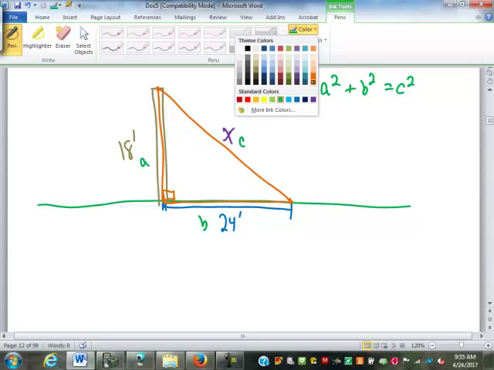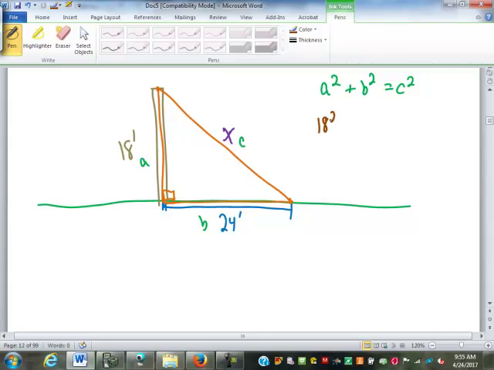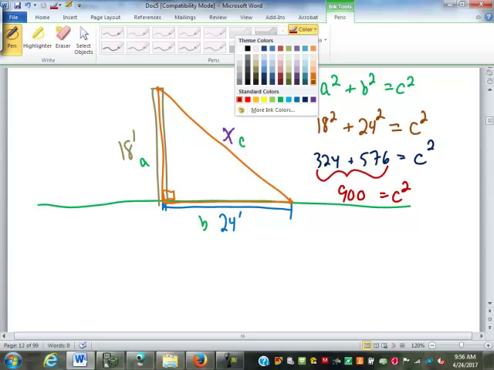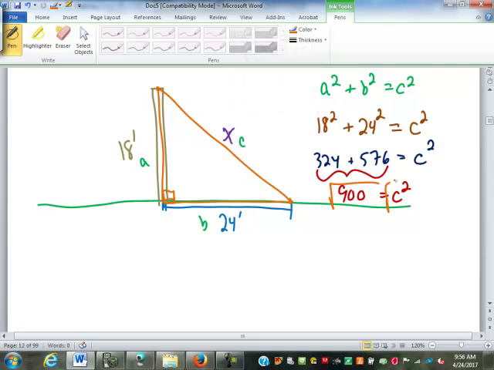So then we plug in the numbers. A is going to be 18 squared. B is going to be 24, so that'll be squared. 18 squared is 324. 24 squared is 576. We add 324 and 576 is 900. And we square root. So 30 equals C. So that's going to be 30 feet.